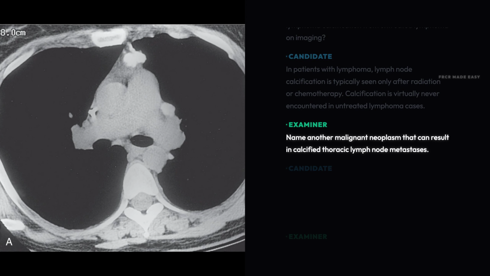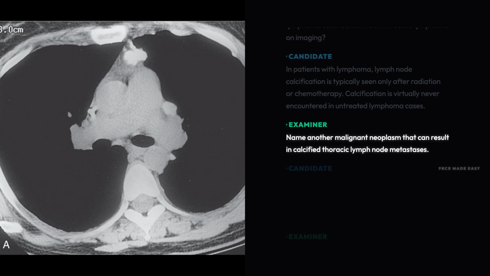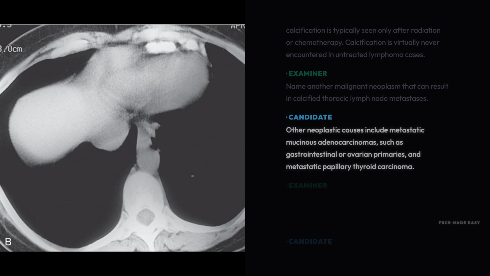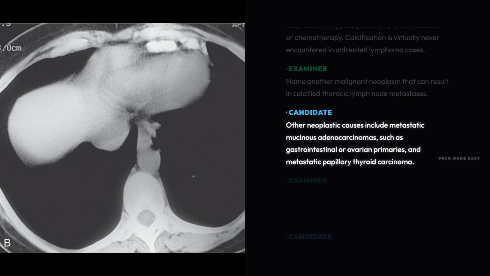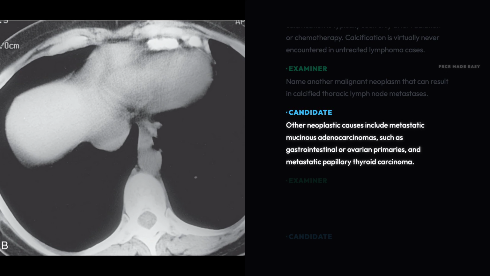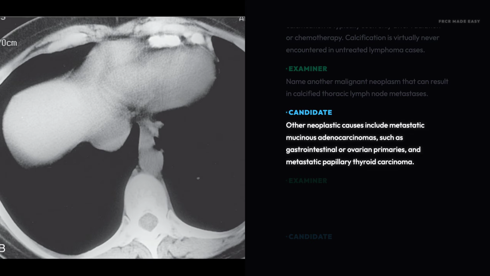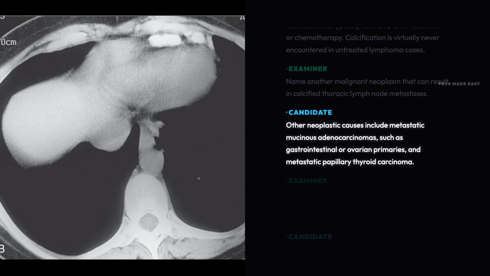Name another malignant neoplasm that can result in calcified thoracic lymph node metastases. Other neoplastic causes include metastatic mucinous adenocarcinomas, such as gastrointestinal or ovarian primaries, and metastatic papillary thyroid carcinoma.